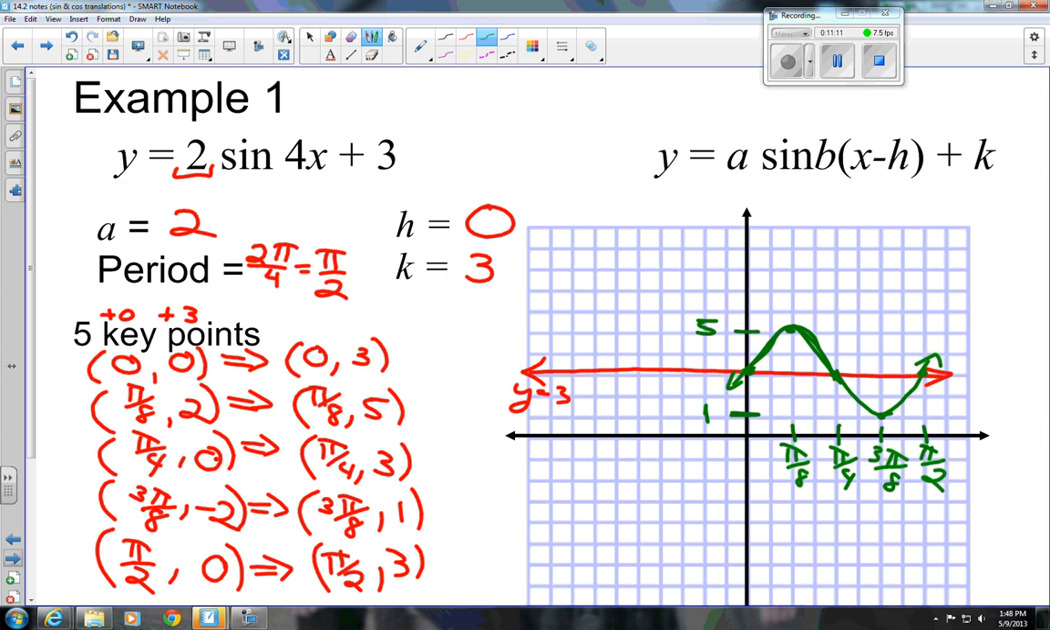Now, the next one we're going to do is an example of moving left to right. So that's the next one we're going to look at tomorrow.